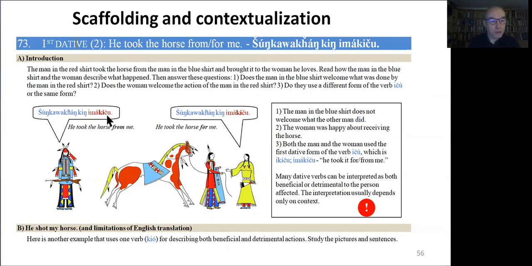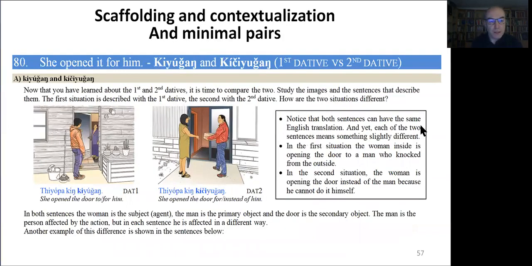Shunka wa kanki imakichu, says the man, and as you can see, the woman says the very same sentence, but crucially, the two sentences are translated into English in two different ways: "He took the horse from me," "he took the horse for me." So this allows the learner to observe that malefaction and benefaction are coded contextually in Lakota. They're coded through the dative verb, obviously, but their semantic interpretation is context-driven, which is also explained here in the information box.